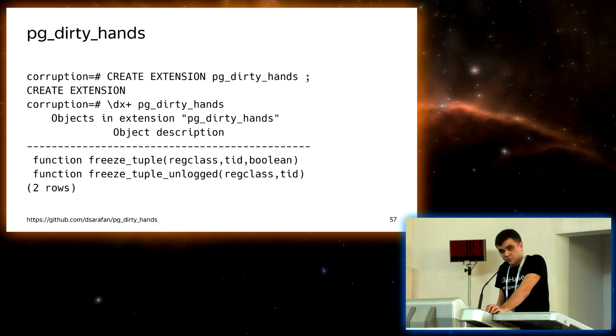So therefore, we wrote these functions and fixed the rows. Well, we found the rows first and then fixed them. And there are functions freeze_tuple and freeze_tuple_unlocked.